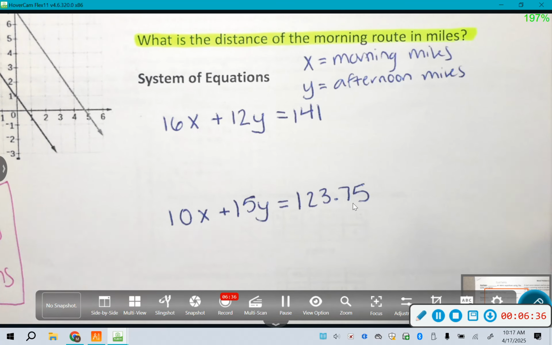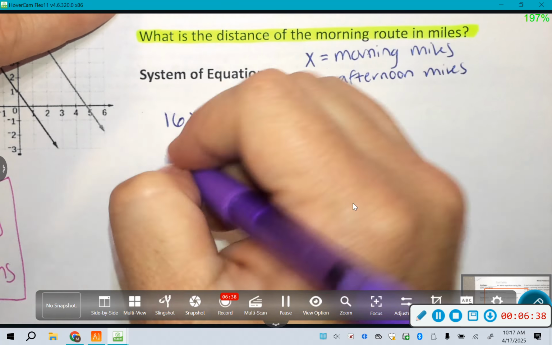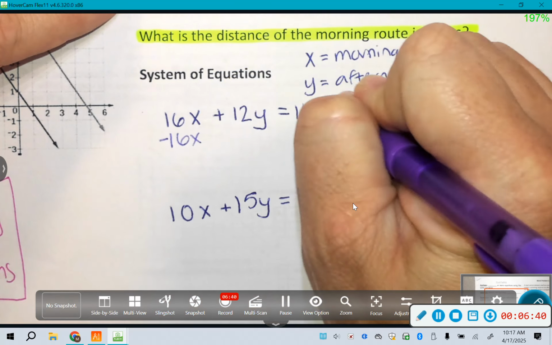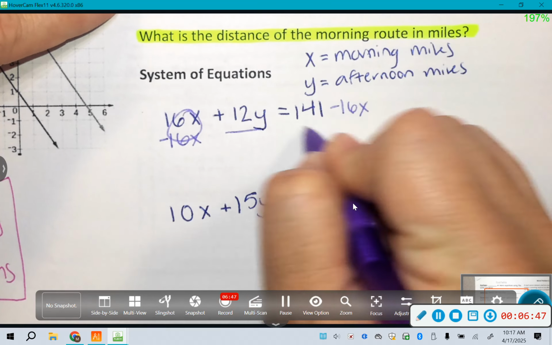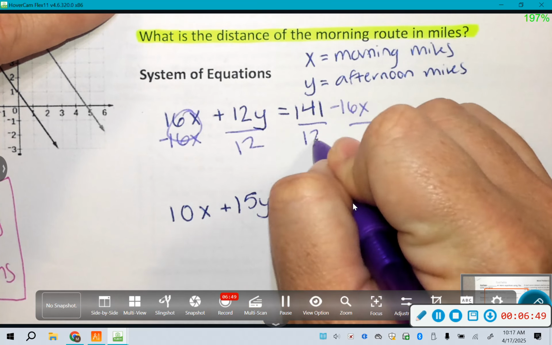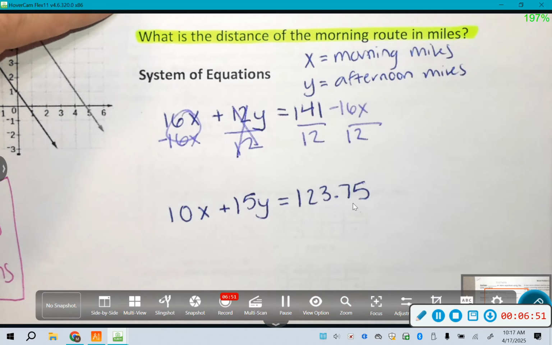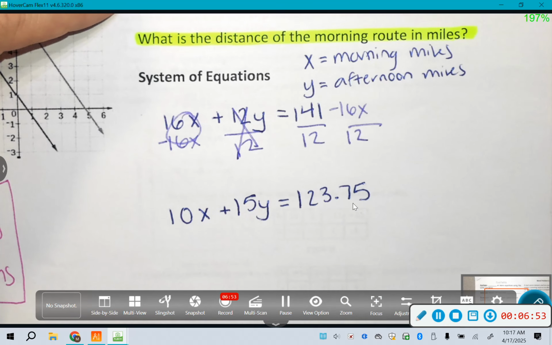No. Okay. So I'm literally going to do what we call lazy solving. So minus 16x, minus 16x. This cancels. Now what? Divide by 12. And I'm literally going to type it in the calculator like that.